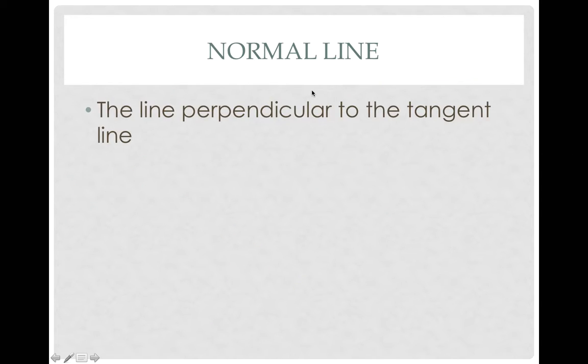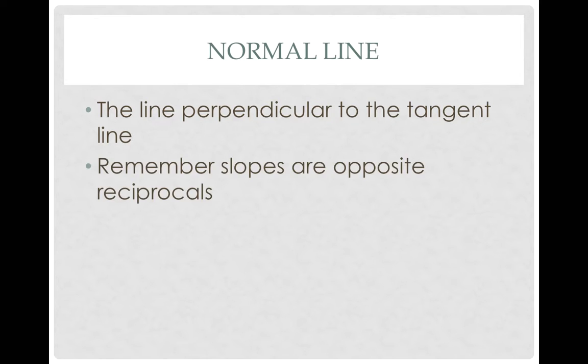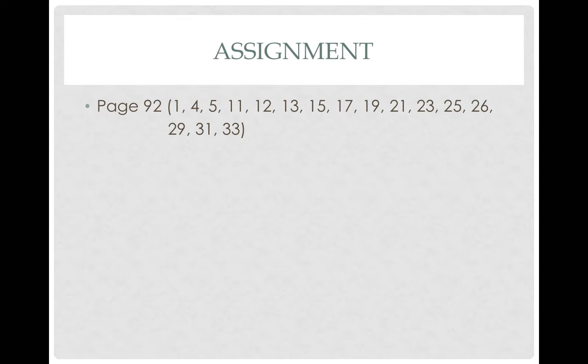The normal line is the line perpendicular to the tangent. You just have to remember, if you have slopes, it's the opposite reciprocal. So if I gave you the slope of 12, the normal line slope would be negative 1 over 12. That's going to finish us off.